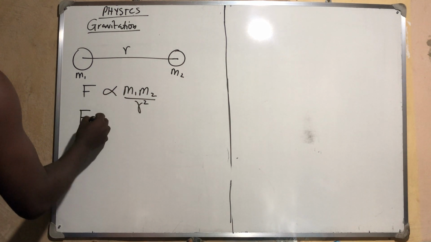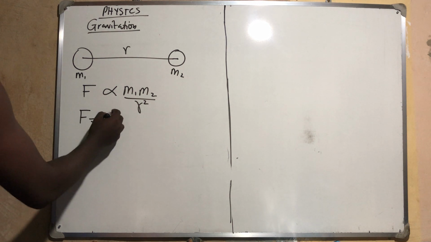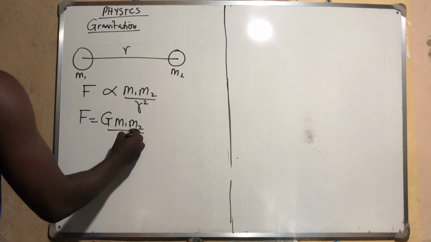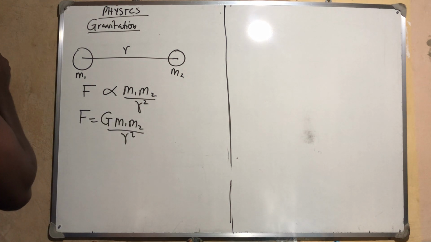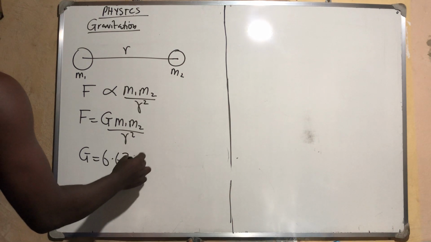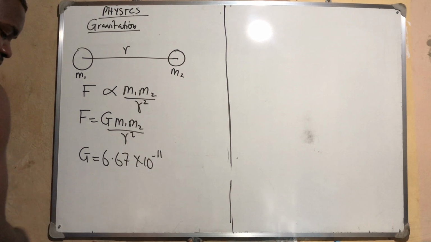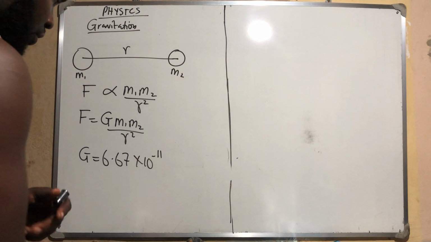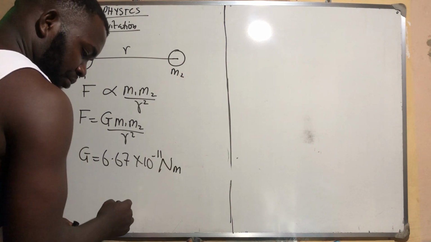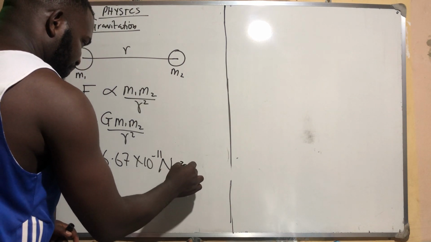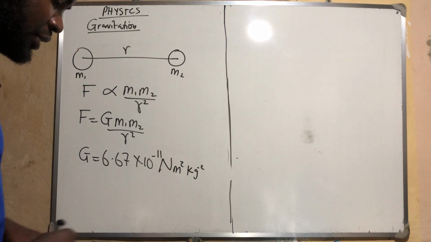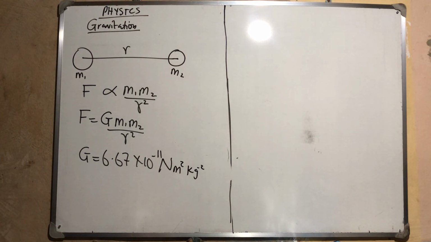So if you now have that F is equal to, remove the proportionality sign, you bring in a constant G, m1 m2 over what? R squared. Now your G is a constant and the constant is 6.67 times 10 raised to what? Minus 11. You need to know that it is a constant, in Newton meter squared per kg squared. Okay, so that is that.